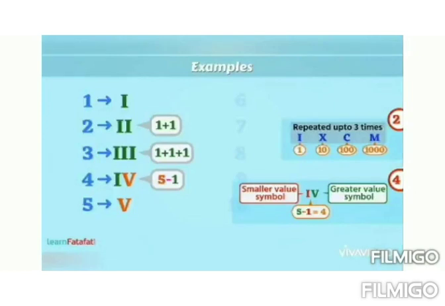Now we will see how to write 1 to 20 using these rules. For 1, we will use the symbol I. For 2, we will repeat the symbol I 2 times, that is 1 plus 1, 2. For 3, we will repeat the symbol I 3 times, that is 1 plus 1 plus 1 equals 3. For 4, according to rule number 2, we cannot repeat the symbol I more than 3 times. So we will use the symbol V for writing 5, and we can use it for writing 4 by subtracting 1 from 5 using rule number 4.